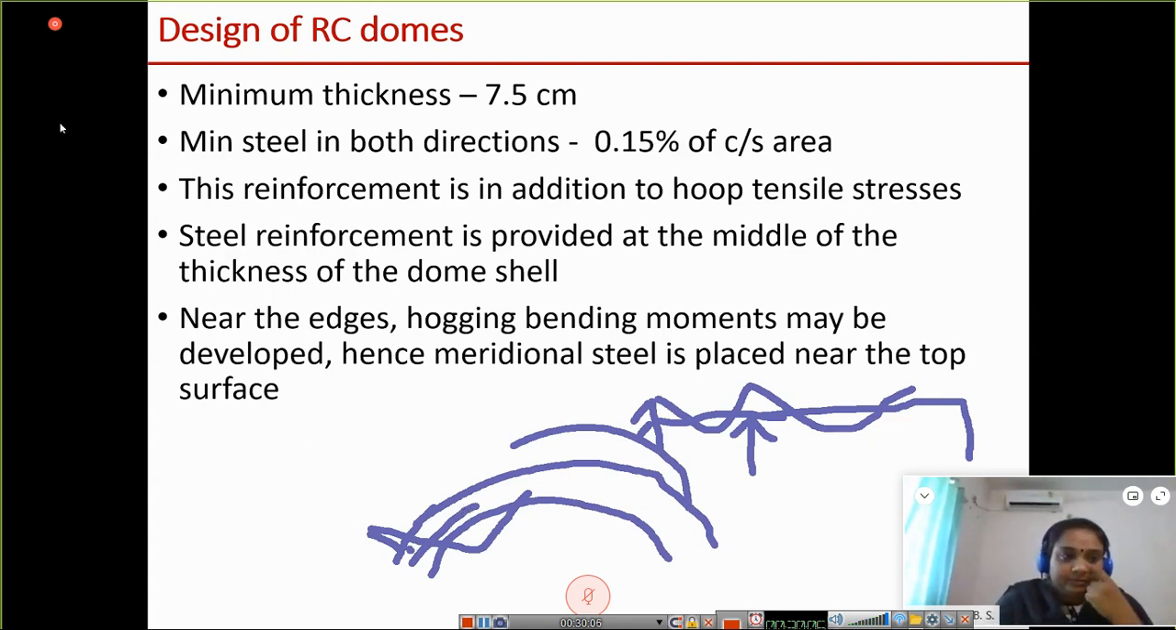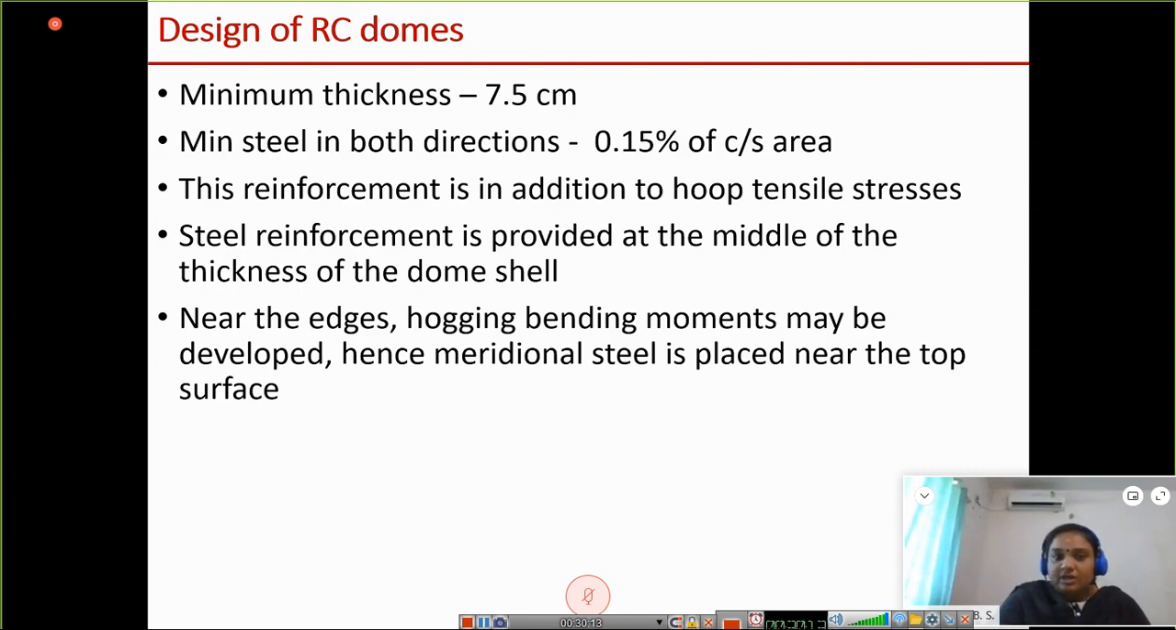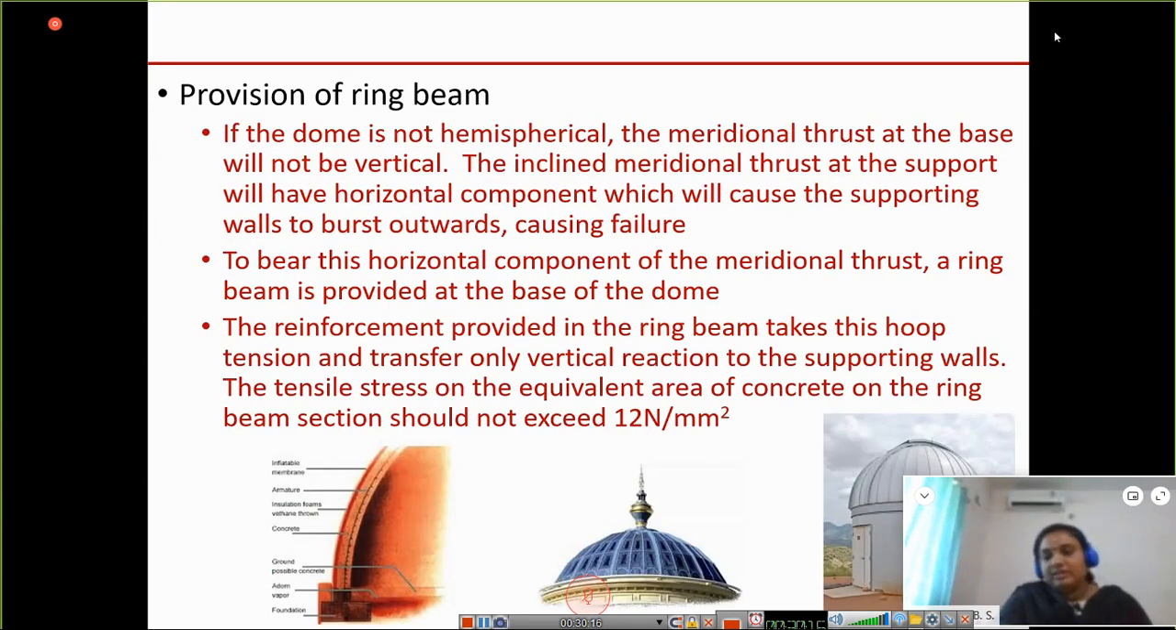Okay, next is a very important concept on the ring beam. So what is a ring beam? A ring beam is a beam in a ring shape, or a circular beam like this. So what I point out now is the circular beam or the ring beam. And suppose you have a hemispherical dome. That means you can imagine a full semicircle.